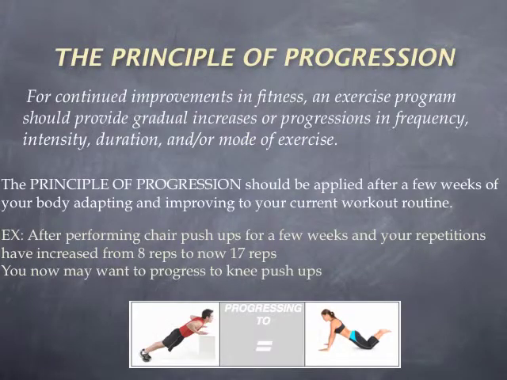The principle of progression. For continued improvements in fitness, an exercise program should provide gradual increases or progressions in frequency, intensity, duration, and/or mode of exercise. The principle of progression should be applied after a few weeks of your body adapting and improving to your current workout routine. This is one of the reasons why after about 3 weeks we're going to measure a post-test of how much we've improved. And in the following 3-week workout, we can actually add progression to our frequency, intensity, duration, and to our mode of exercise.